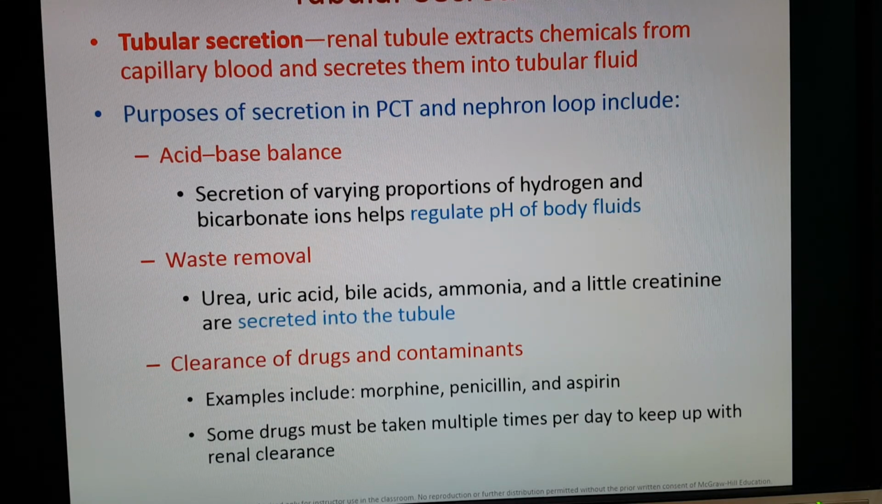So for example, some of your medicines that have to be taken multiple times a day is because your kidneys are filtering it out, and so you don't have that drug flowing through your bloodstream, and therefore you're not having the desired effect.